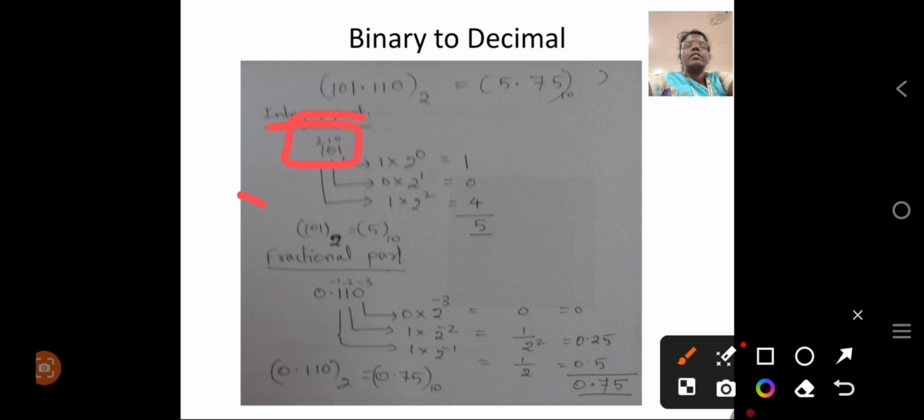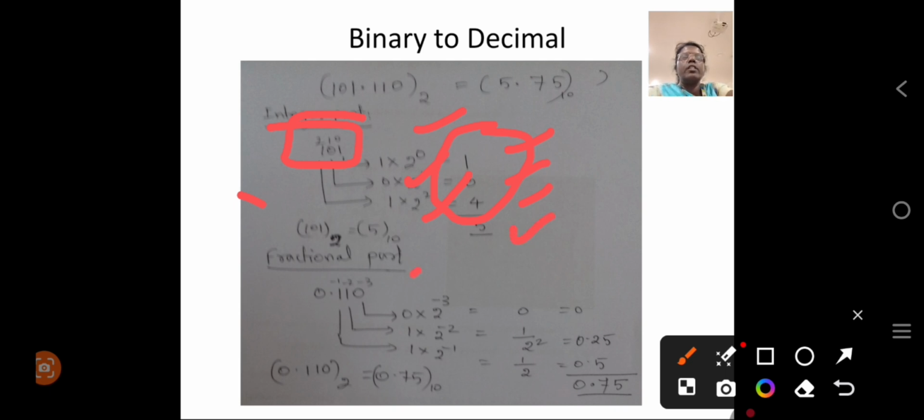So the LSB bit has place value 0, the next bit has place value 1, and the MSB bit has place value 2. So 1 into 2 power 0 will produce 1, 0 into 2 power 1 will produce 0, and 1 into 2 power 2 will produce 4. If you find the total sum of these individual weightages, 1 plus 0 plus 4, which is 5. So 101 is equivalent to 5 in decimal.